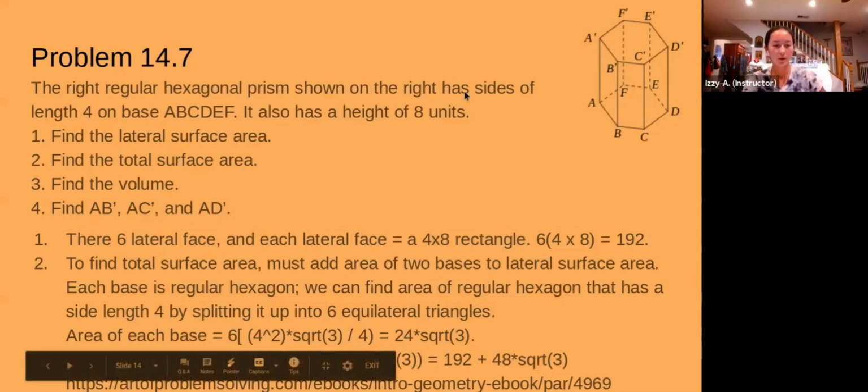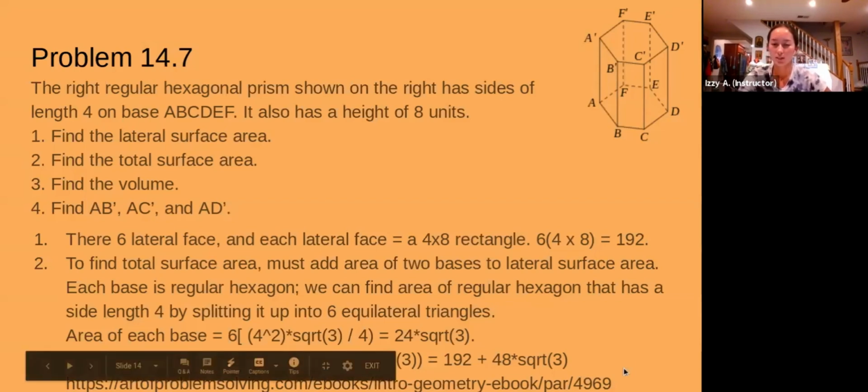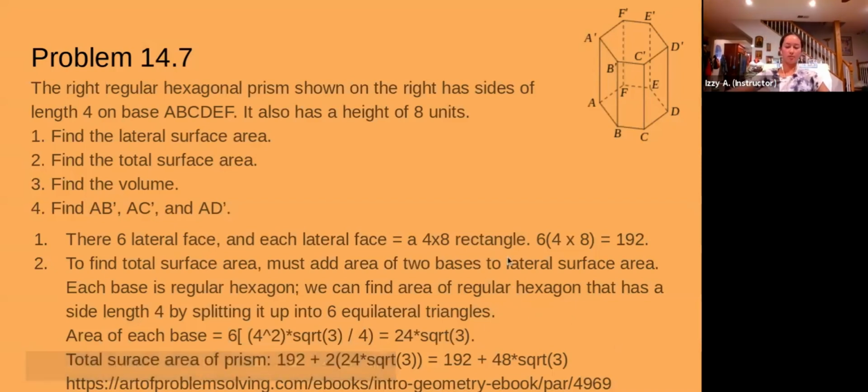And at the bottom, that should say surface, but the total surface area of the prism is 192, which was the lateral surface area, plus 2 times 24 times square root of 3, which is the area of the bases. So that would be your final answer. I'll leave this up here for a few seconds, and then we can go on to the next slide.